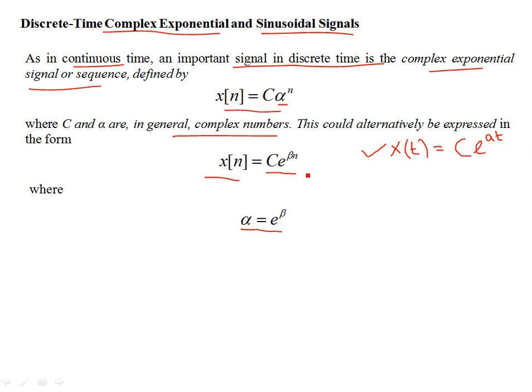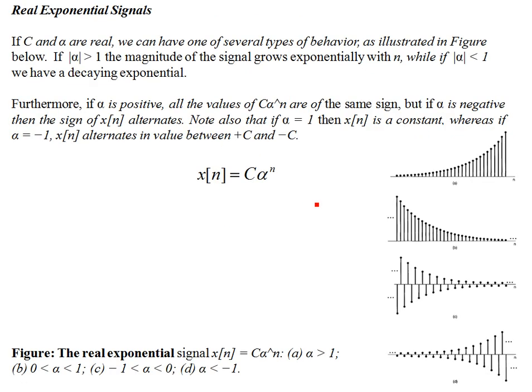And then again, if beta is complex, then you can derive sinusoidal signals if you expand this in Euler's form, and it gives again special characteristics to the behavior of this exponential sequence, depending on whether beta is purely imaginary, or real, positive or negative. So let's consider these cases one by one.